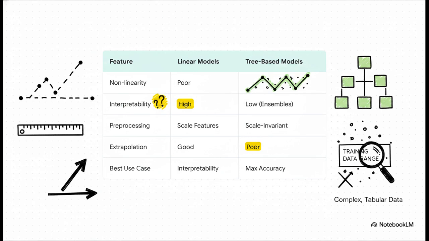So what's the bottom line? You go for a linear model when being able to explain it is the top priority, or you need to predict future trends. You go for trees when your number one goal is just getting the absolute best predictive accuracy you can on complex, messy tabular data.